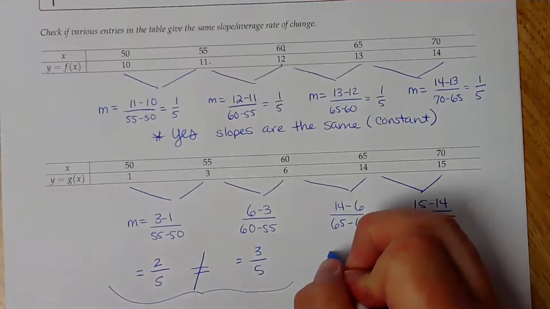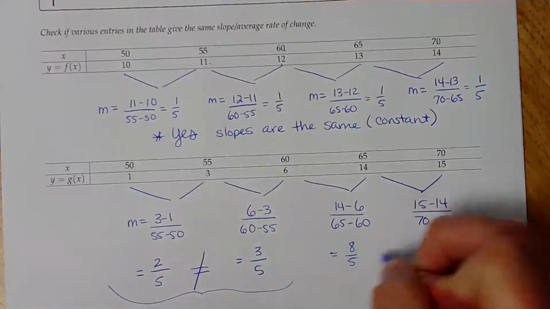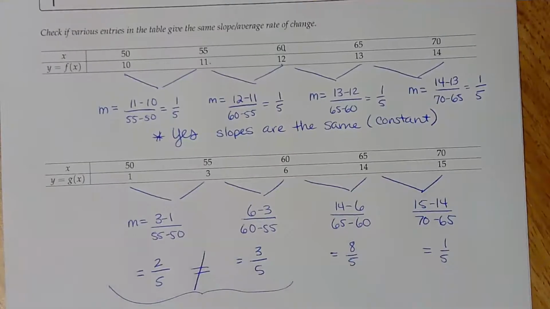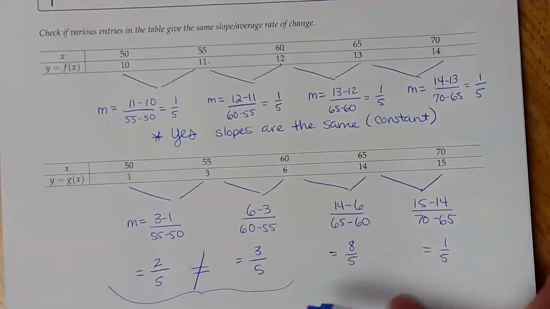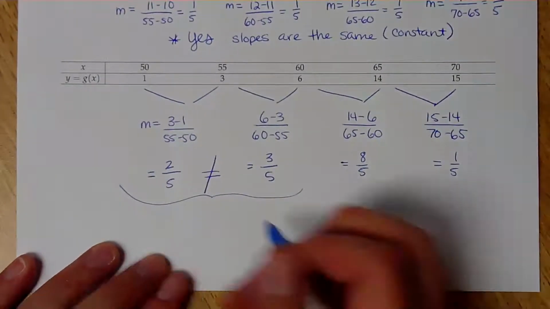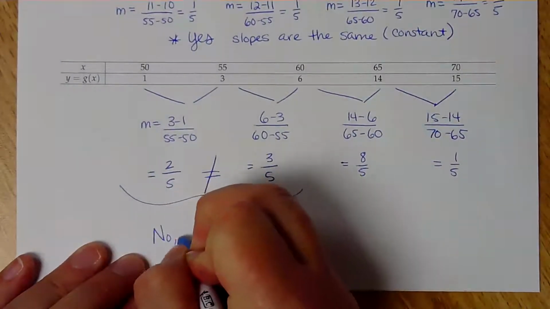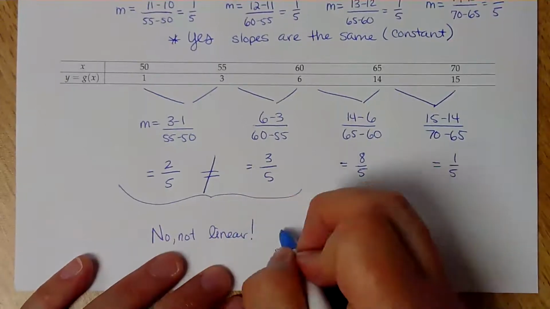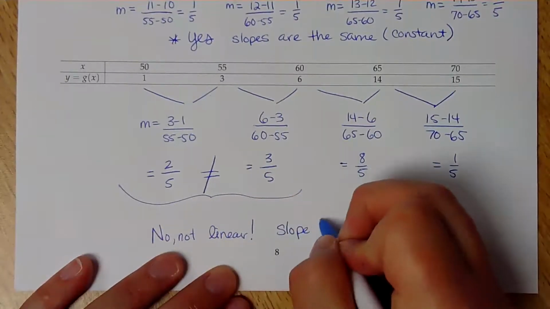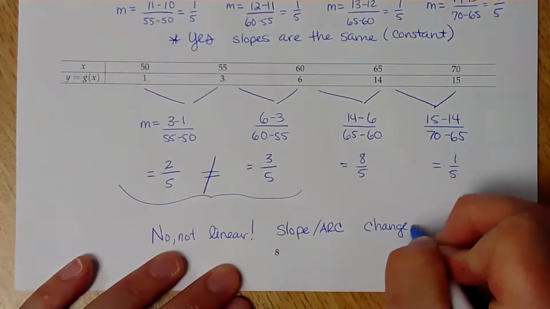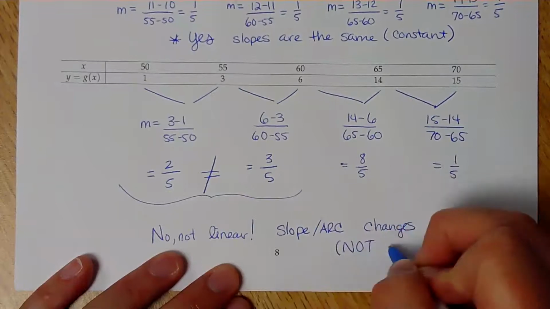If you calculated all of these, I'm going to give you the answers just in case you want to check. You've got 8/5 and 1/5 for the last two sets. Your answer here is going to be something along the lines of no, not linear, because the slope, or the average rate of change, changes. In other words, it is not constant.